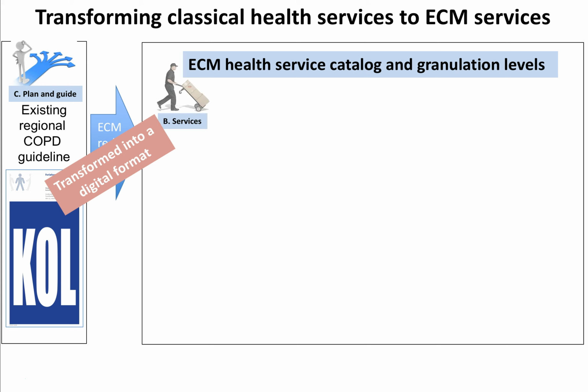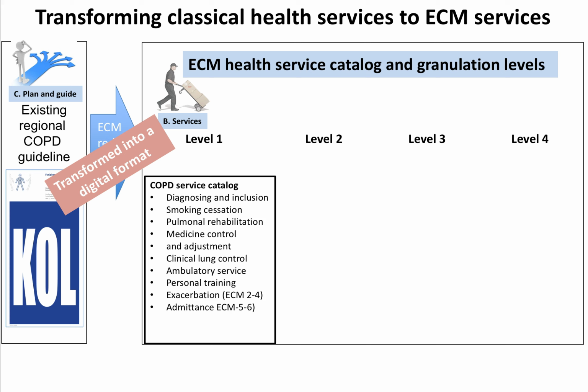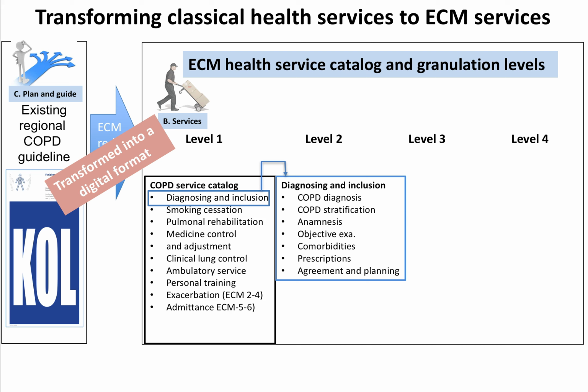The levels of descriptions for the ECM service domain includes a total of 4 granulation levels, where level 1 contains a comprehensive COPD service catalog, which may be subdivided in elective and acute services. If we take the first service, diagnosing and inclusion, we can see in the next granulation level what sub-activities it consists of. If we choose from this list objective examination, we see what this service consists of in greater detail.